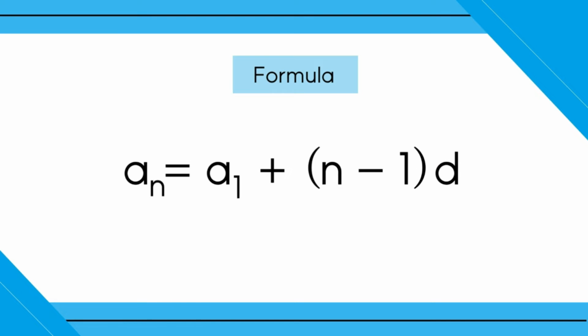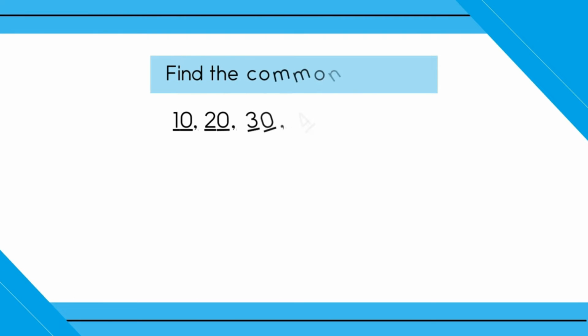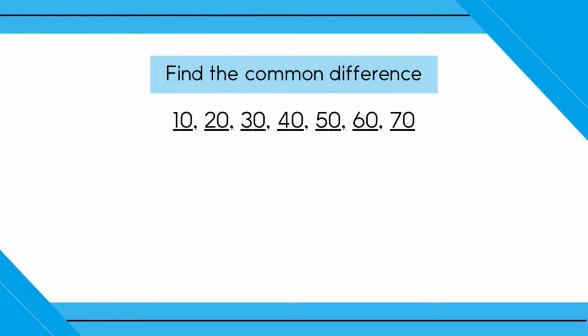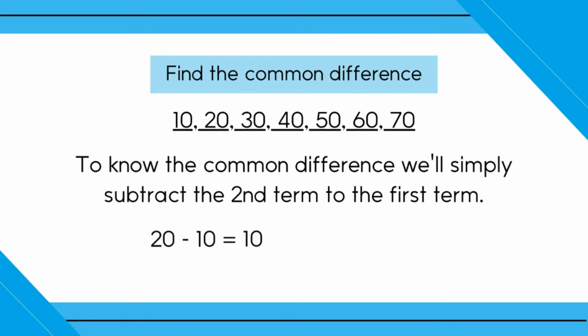One of the first terms we have to find here is the d, or rather the common difference. How do we find it? Take the sequence 10, 20, 30, and so on as an example. To know the common difference, we'll simply subtract the first term from the second term. The answer we will get is 10, and it's also the same answer we will get when we subtract 20 from 30. Therefore, the common difference is 10.